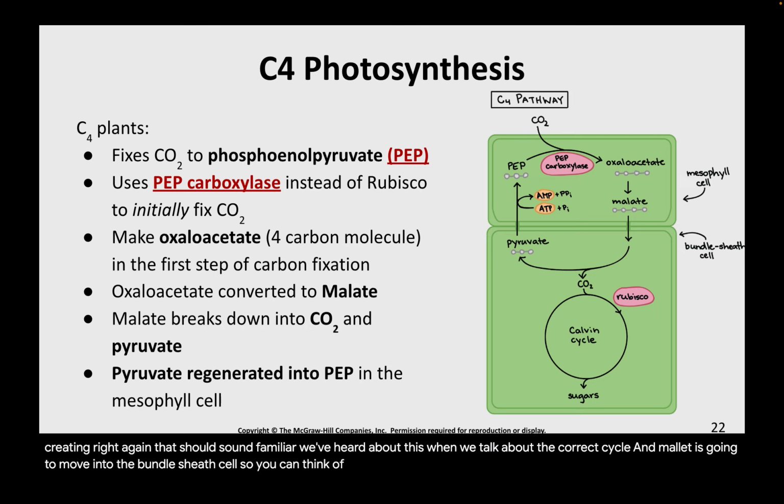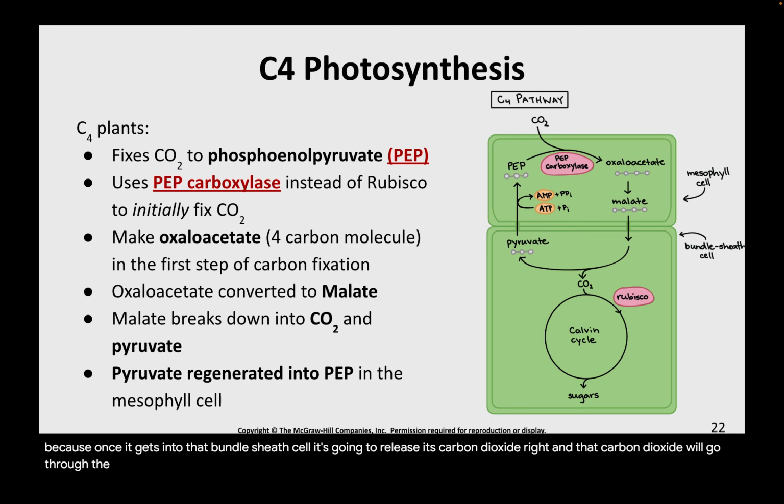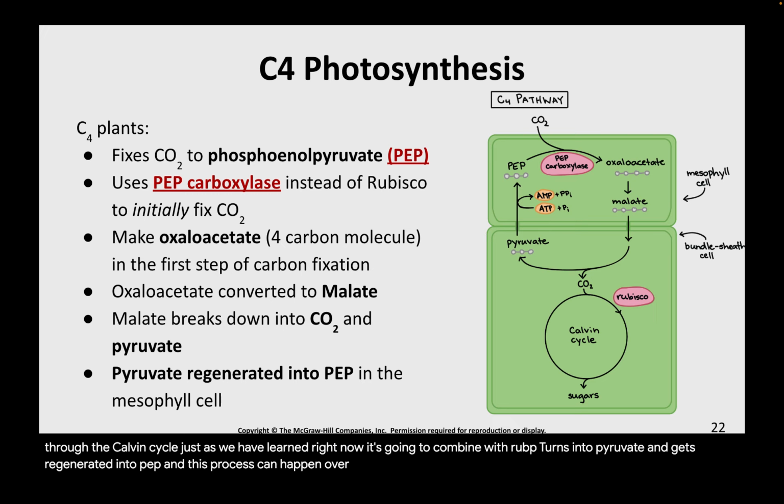So you can think of oxaloacetate and malate as kind of like a shuttle bus for carbon dioxide. Because once it gets into that bundle sheath cell, it's going to release its carbon dioxide, right? And that carbon dioxide will go through the Calvin cycle just as we have learned, right? Now it's going to combine with RuBP using Rubisco. Malate, once it gives away that CO2, turns into pyruvate and gets regenerated into PEP, and this process can happen over and over, right? So basically, we are spatially separating where things occur.